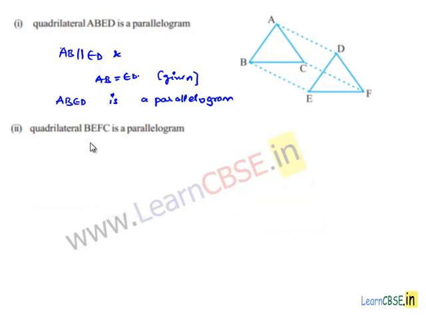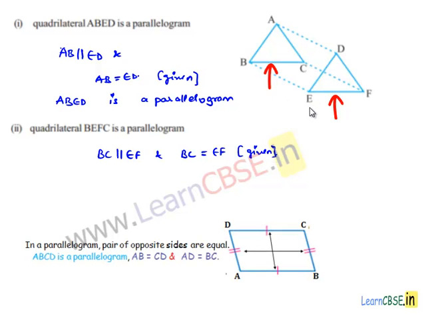In the second thing, he asked us to prove that quadrilateral BEFC is a parallelogram. Here he has given that BC is parallel to EF and also BC is equal to EF. So as the opposite sides are parallel and equal in a quadrilateral, we can say BEFC is also a parallelogram.